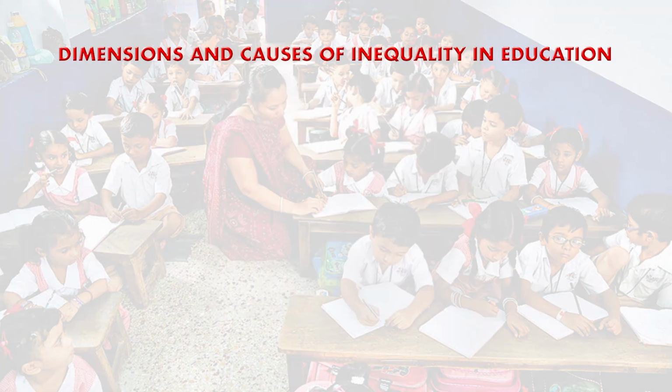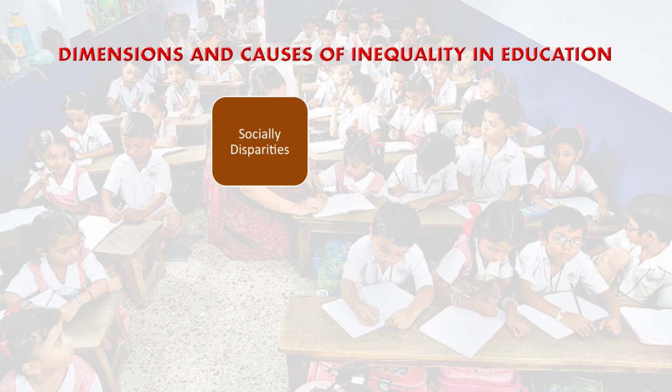Further, now let us focus upon some of the dimensions and causes of inequality in education. First of all, an important dimension and cause of inequality is social disparities. Friends, in the society you will find that though we have many diversities, we consider that all these diversities are our concern, but still you will find that in the society there are differences in gender, differences in races, differences in caste. So, such social disparities really create inequality in education. This is one of the causes.